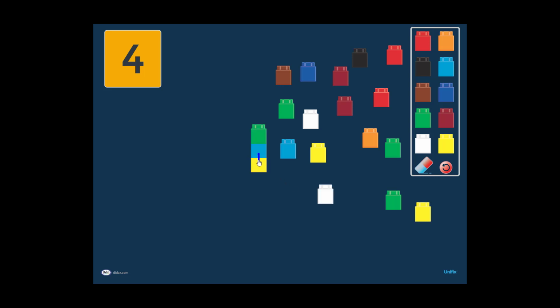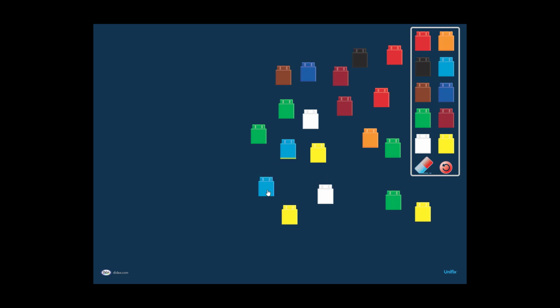Go ahead and tear apart your towers. Oops. That's another thing, that the dexterity of a little child is going to be difficult to work with virtual manipulatives. Okay, so now let's see what we can do. This time I'm going to show you the number 2. So I want everybody to show me 2 cubes.